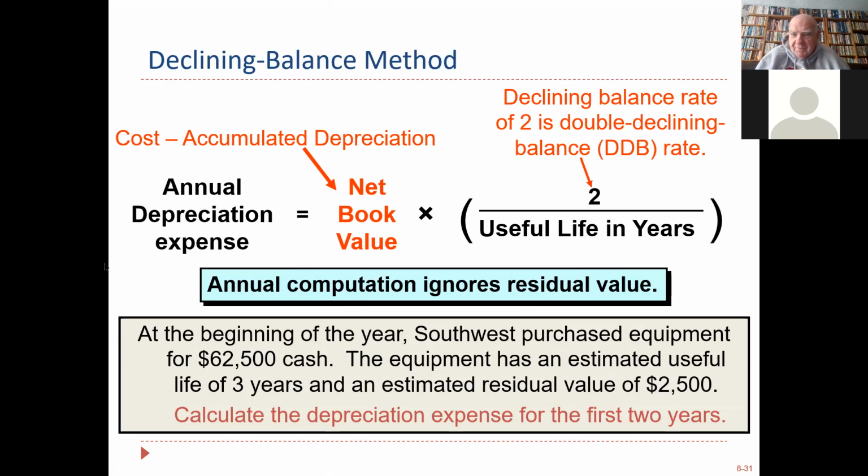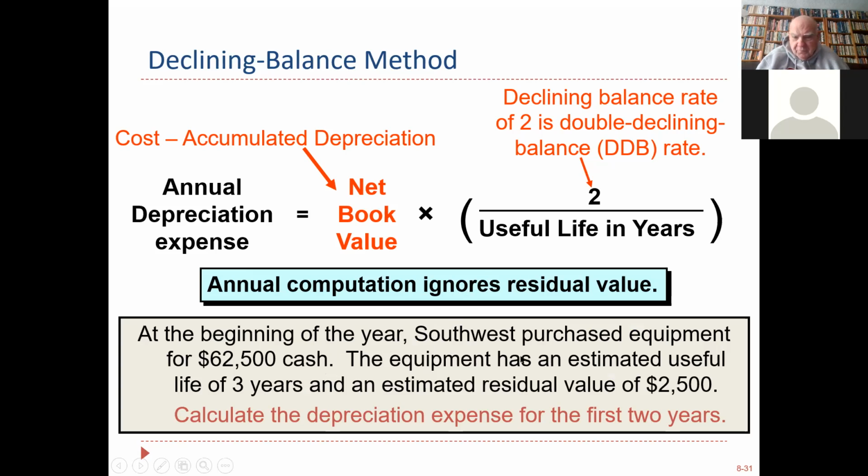So on this method here, we have one exception to our rule. Here, we are going to depreciate. Let me say it this way. We are not going to deduct the salvage value, the scrap value, okay? We are going to take that 62,500, and that's going to be our base, okay? At the beginning of the year, the annual computation ignores the residual value, and that is going to bring us to another little difficulty in a moment.